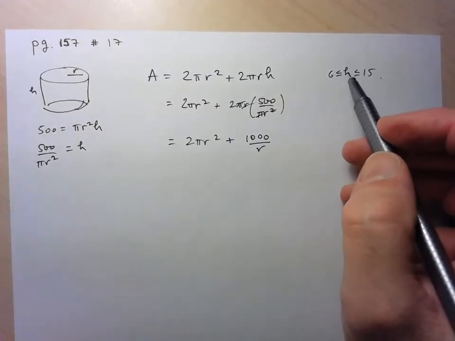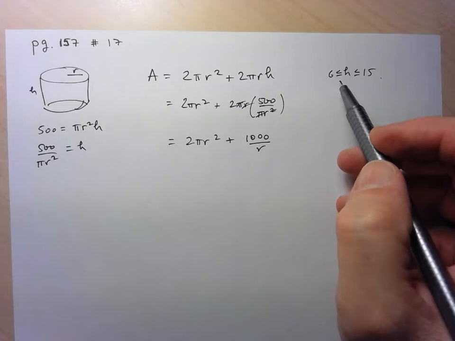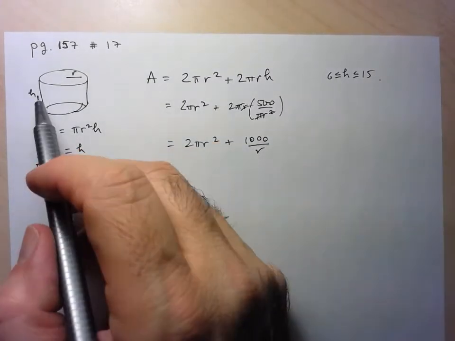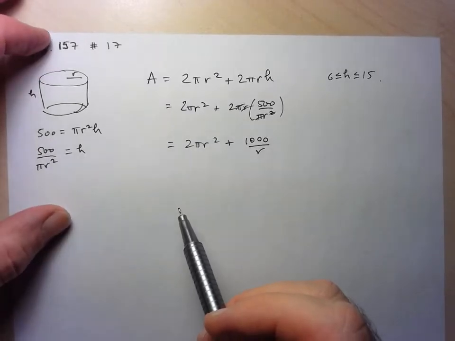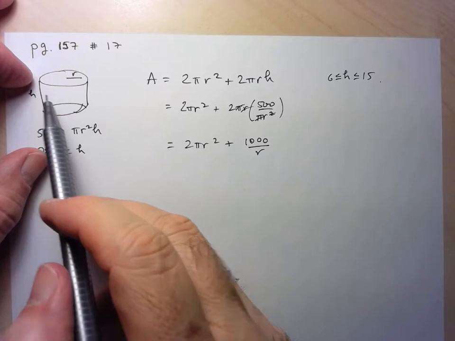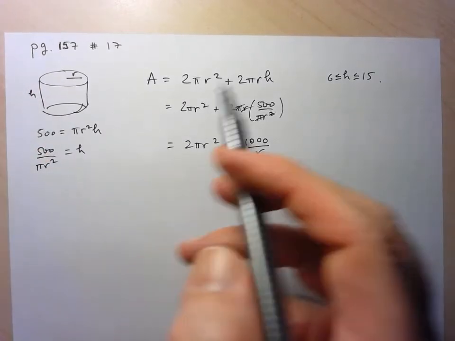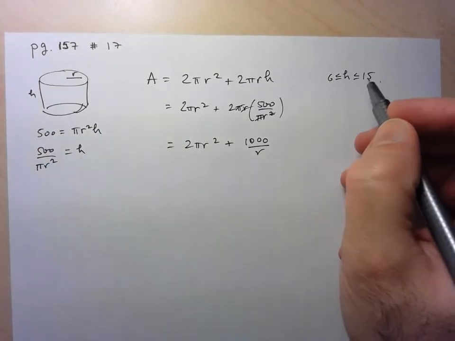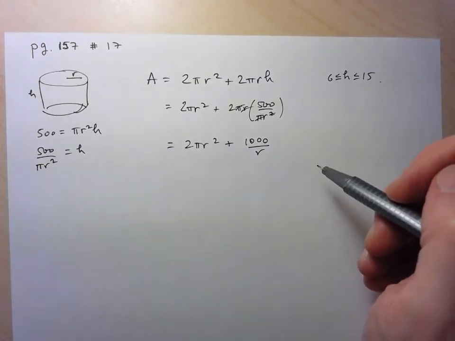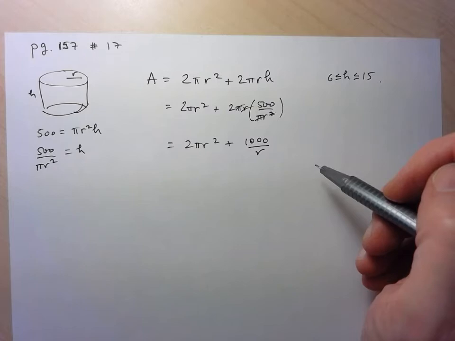Here I know the height has to be between 6 and 15. One thing that I think is pretty reasonable is that as I increase the height, if I make it higher, my radius has to get smaller. If I make the height smaller, the radius is going to have to get bigger. So the minimum height should correspond with the maximum radius, and similarly for the maximum height.